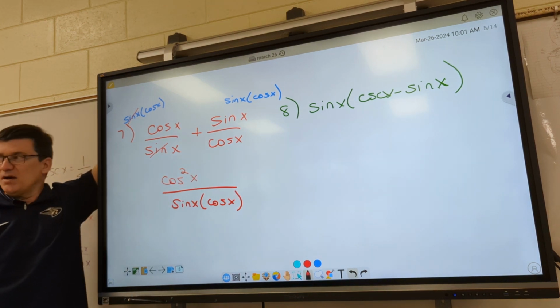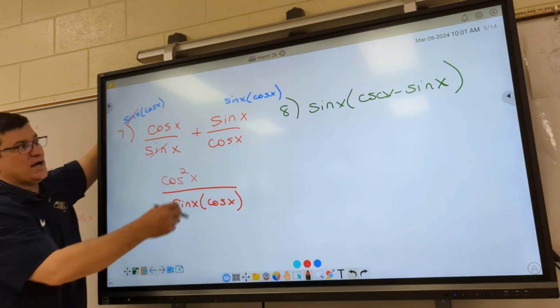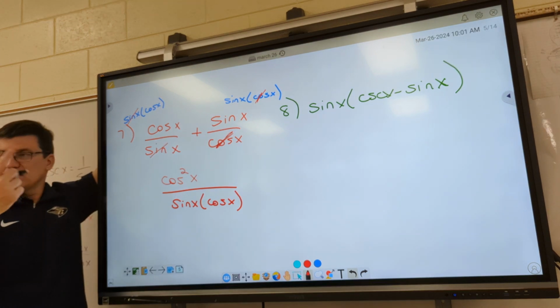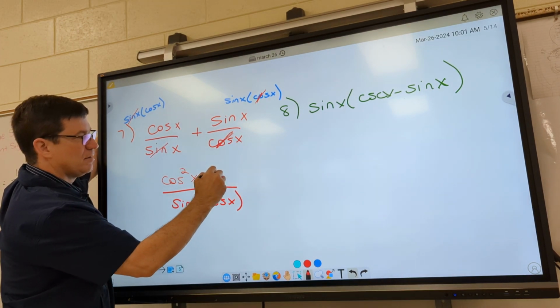Now do the same step on the other fraction. I can mark the cosines out because it's on the bottom. I can't mark the sines out, so what do? Times them and bring them down, okay?